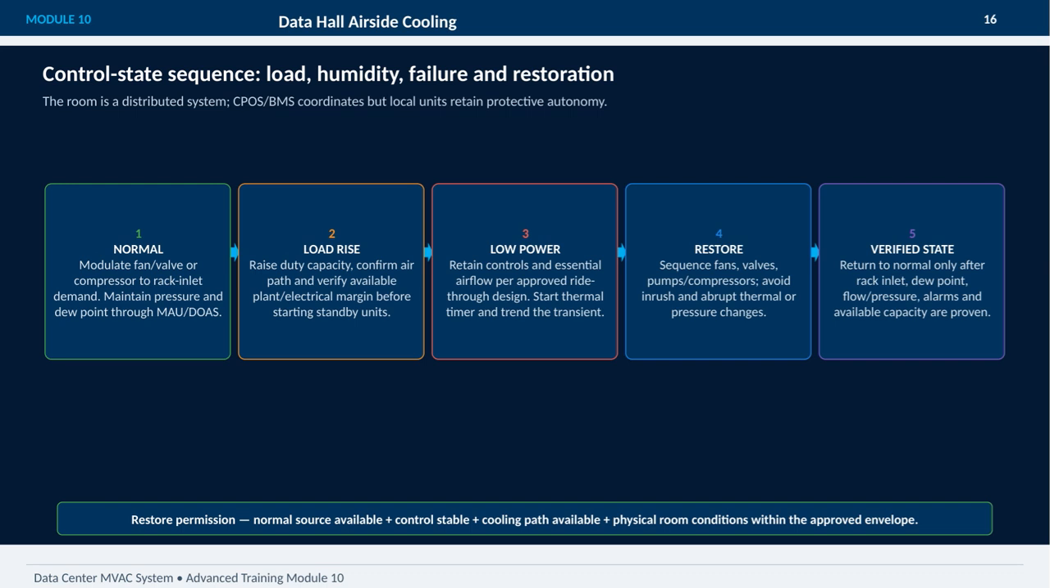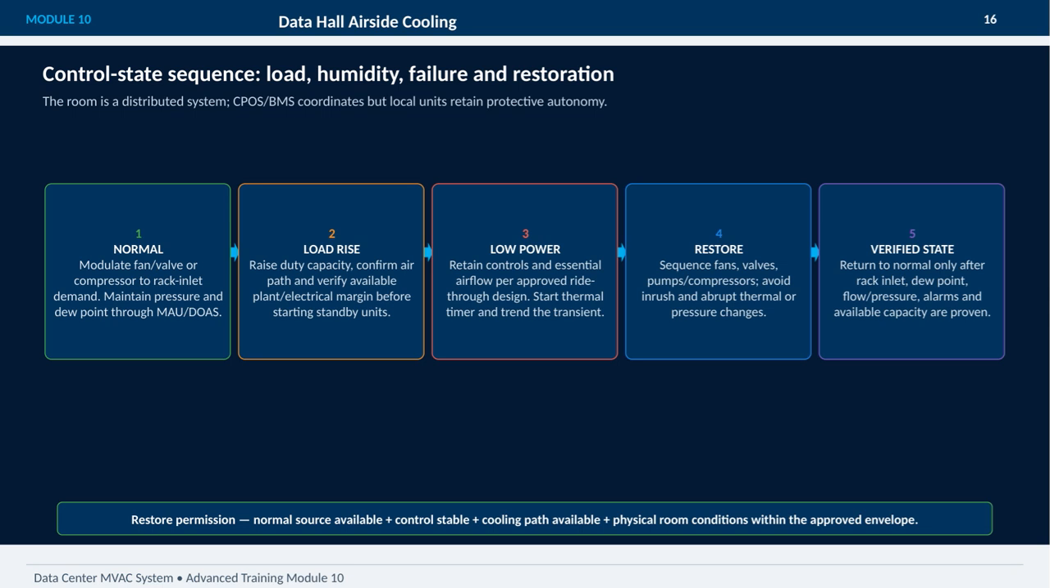When there's a load rise, we increase capacity, verify the air path, and ensure there's enough plant and electrical margin before activating standby units. In a low-power scenario, controls maintain essential airflow according to the approved ride-through design, while a thermal timer track system trends to manage the transient. During restoration, fans, valves, pumps, and compressors are sequenced carefully to prevent sudden inrush or abrupt changes in temperature or pressure. Finally, the system only returns to normal operation after confirming that rack inlet conditions, dew point, flow and pressure, alarms, and available capacity are all within safe parameters.